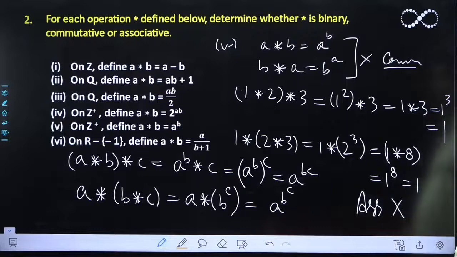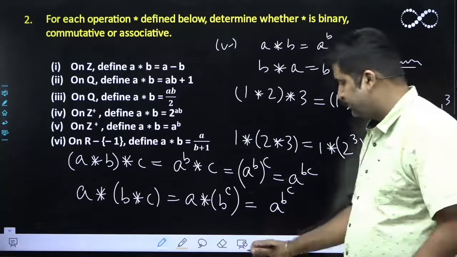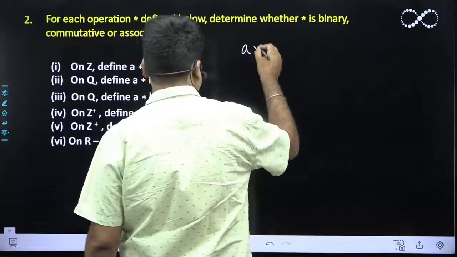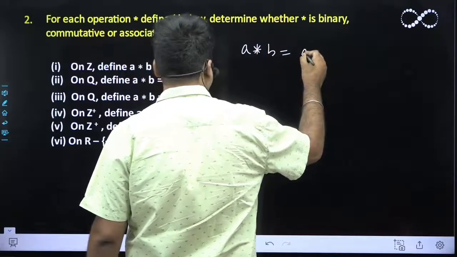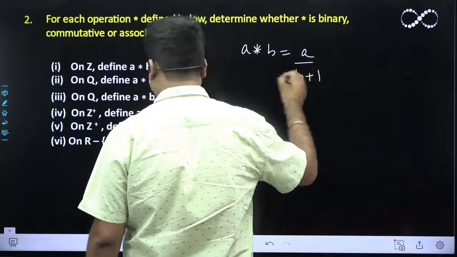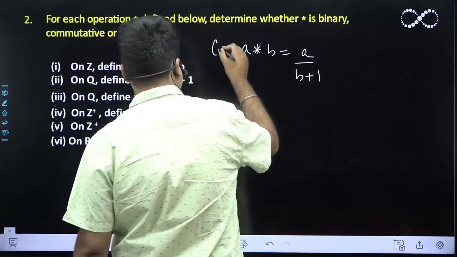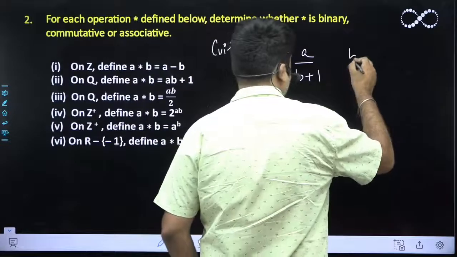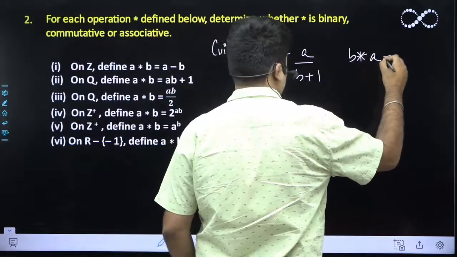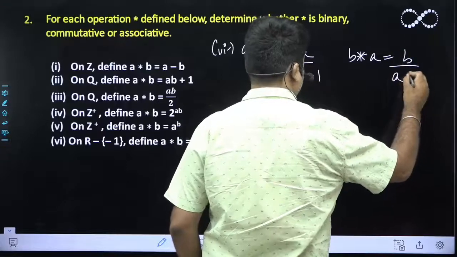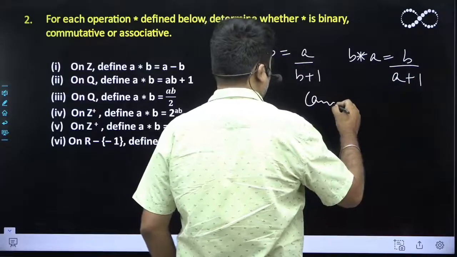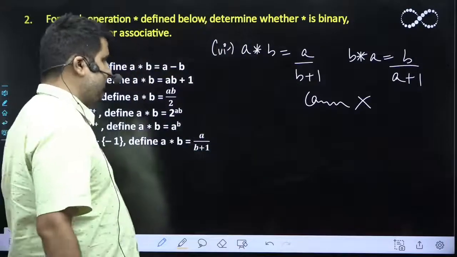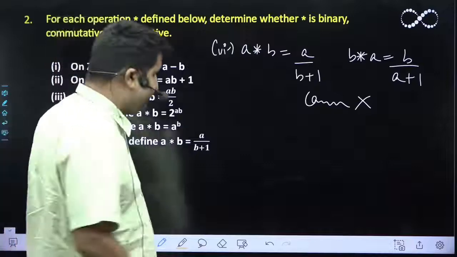Okay, let's see the last example now. A star B is equal to A upon B plus 1. So what is B star A? B upon A plus 1. So this is not commutative since these two are not equal. Similarly, can you prove that this is not associative as well?